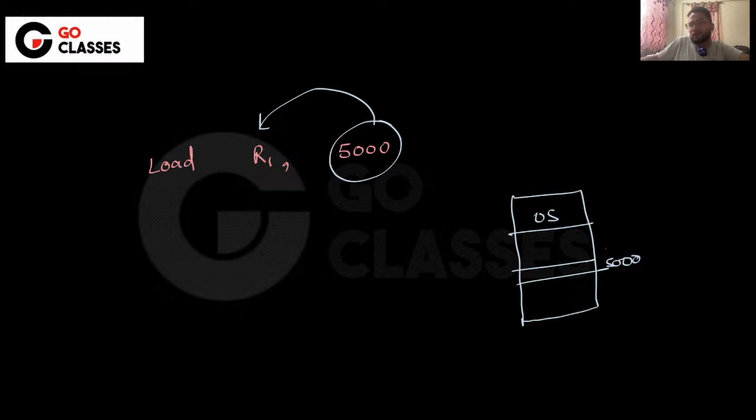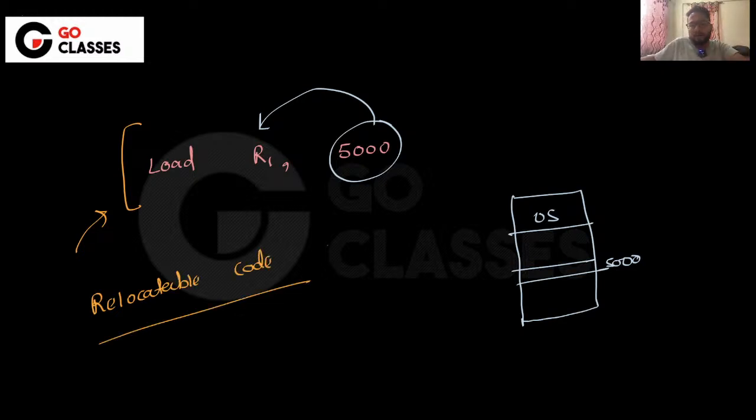So basically this is relocatable code, which means you can locate this code anywhere. It is not necessary that this variable has to be stored at 5000. No, this variable could be stored anywhere. That's why the code that the compiler is generating is called relocatable code, right? Why is it called relocatable code?